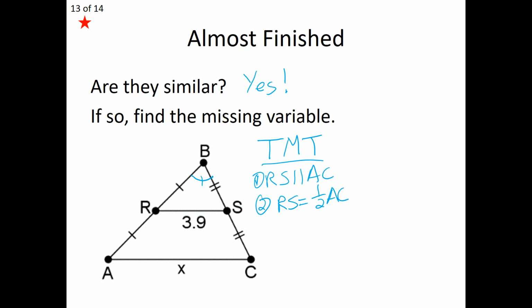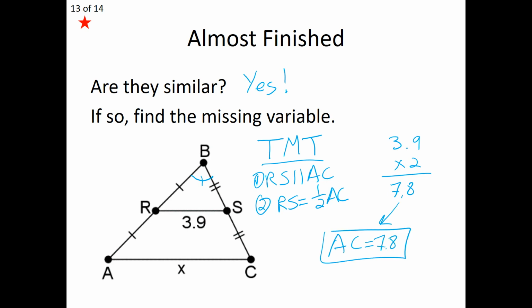That means RS is 3.9. I can then use that value to figure out what AC is. If RS is half of AC, that means AC is twice the length of RS. In other words, to figure out the length of AC, I'm going to take our length 3.9 and just double it, multiply by 2. We get 7.8. And that 7.8 is in fact the length of our missing value of AC. That is our X value.